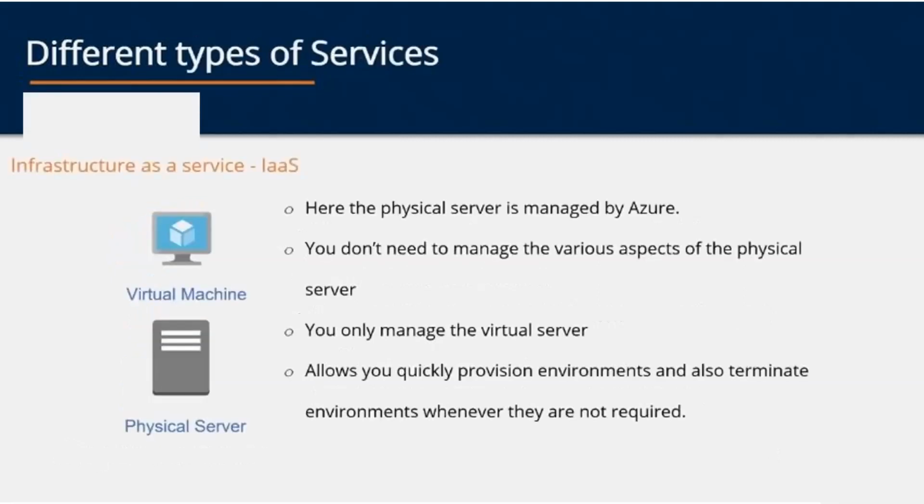Okay. Infrastructure as a service: the physical servers are managed by the cloud provider. So they're giving us the infrastructure, and we don't need to manage the various aspects of the physical server. They give us the server, and we only manage the virtual server. So in other words, the physical server can have multiple virtual machines, and each acts like a server with all the specs and the configuration that we need.